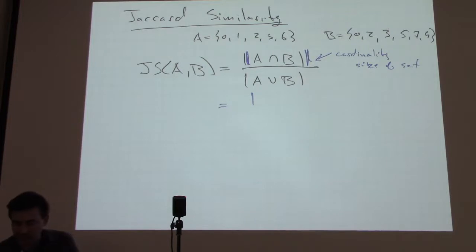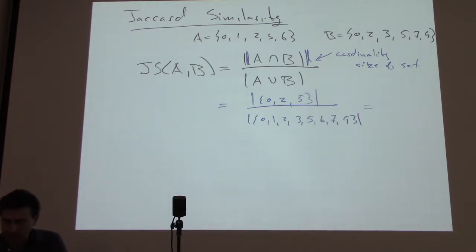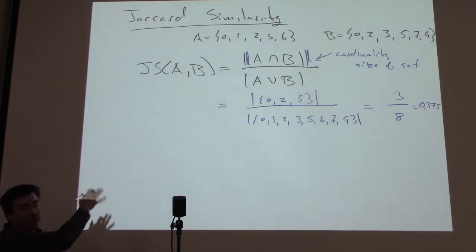The intersection, the things which are in both, is going to be 0, 2, 5, and I think that's it. And the union is the things which are in either: 1, 2, 3, 5, 6, 7, 9. And so the sizes of these are 3 over 8. Okay, so the Jaccard similarity is 3/8, right? So this is 0.375. This is the Jaccard similarity on these two sets.